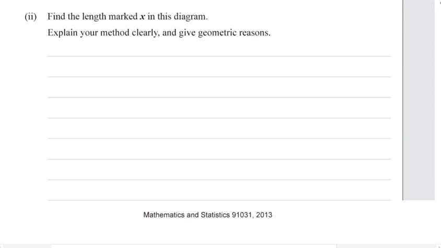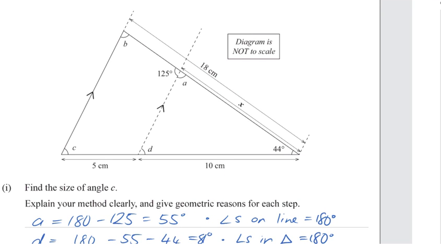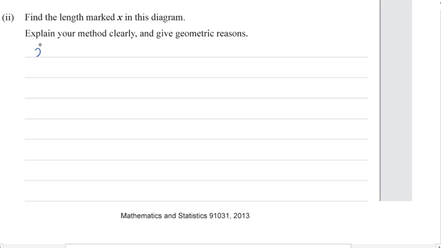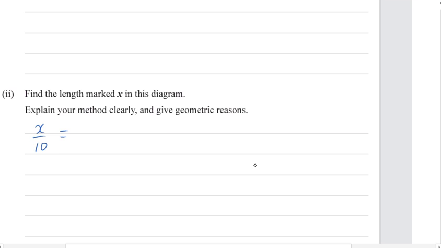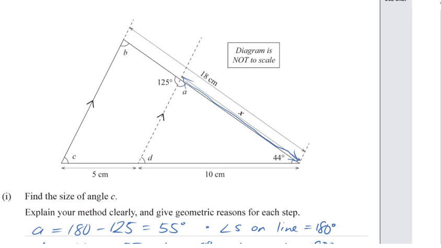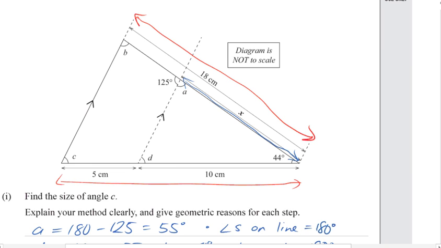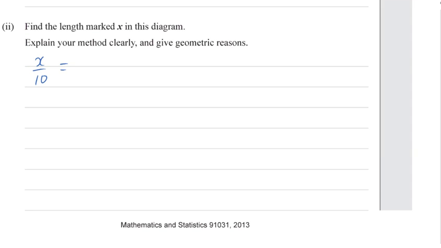Question 2 is asking us to find the length marked X in this diagram. So X is this length along here. What we can say is X divided by 10, we'll write this down here, is equal to, what are the two sides? Well, the equivalent side on the big triangle is 18. Would it be 18 plus 18 over 15? Yep, 18 over 15.